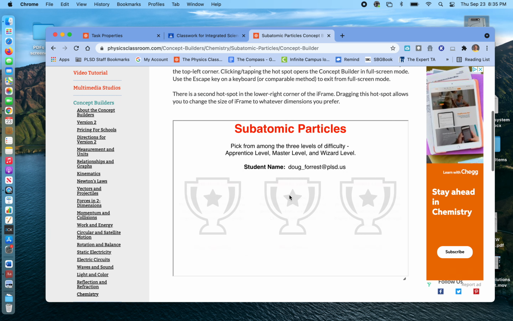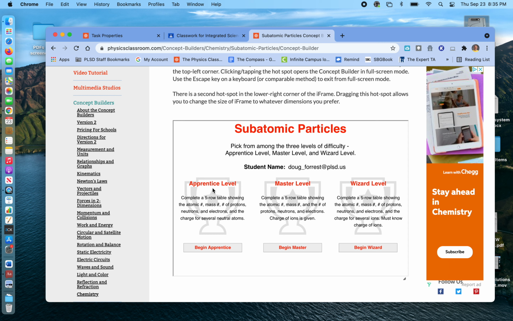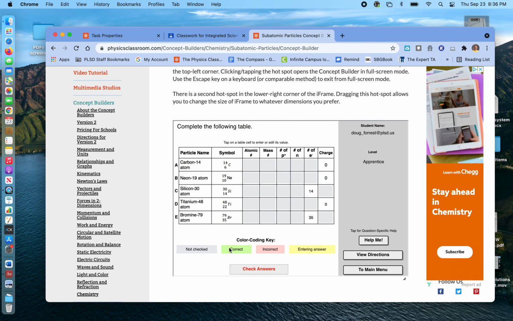All I'm asking you to do is either the apprentice level for 6 out of 10 points, the master level for 8 out of 10 points, or both of these for 10 out of 10 points. If you want to have fun, you could try this, but this means you have to know the charge on ions, which actually is on your periodic table, but not something I expect you to know at this point. So let's go through a couple of these.